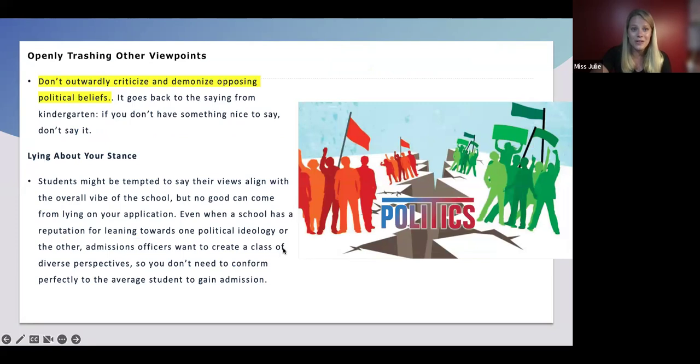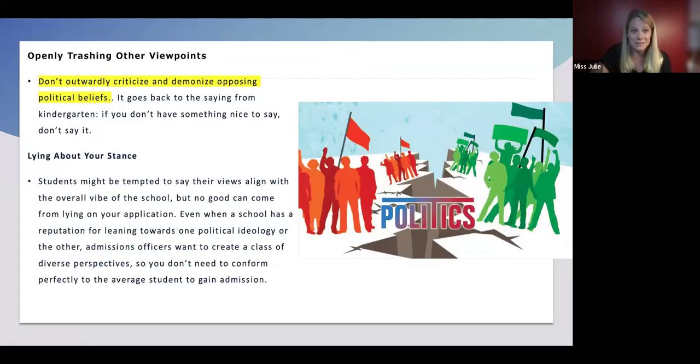Never, ever outwardly criticize or demonize opposing political beliefs. No matter how strongly you feel about it, your Common App essay is not the place to do this. It goes back to the saying from kindergarten, if you don't have anything nice to say, don't say it, right? And definitely not in your Common App essay.